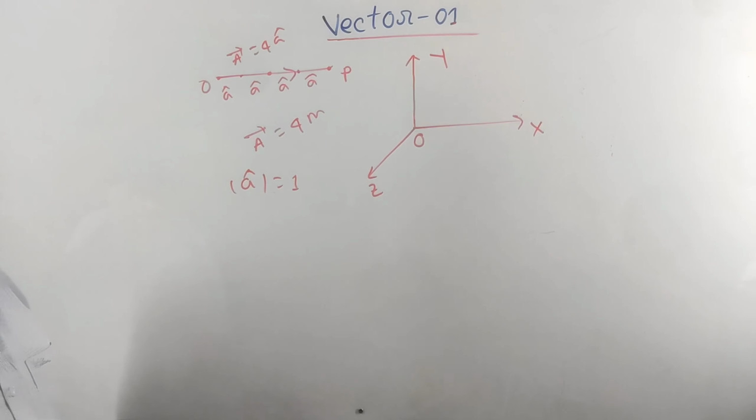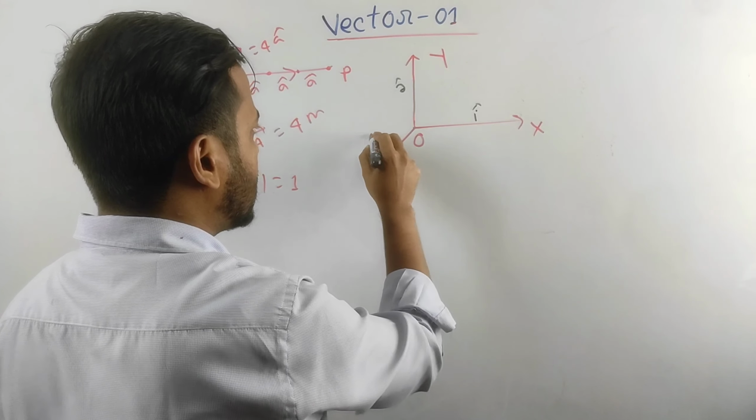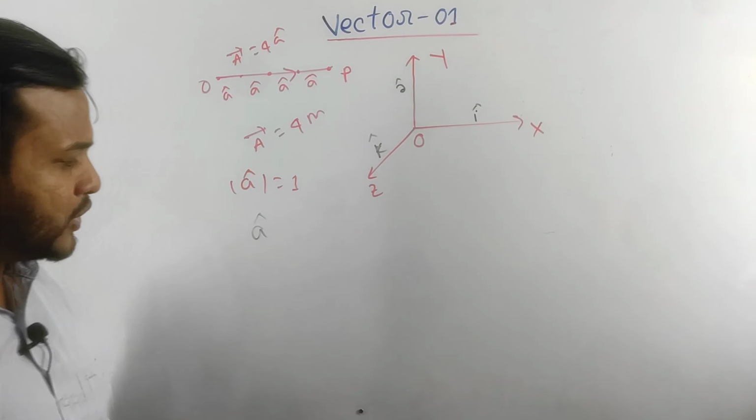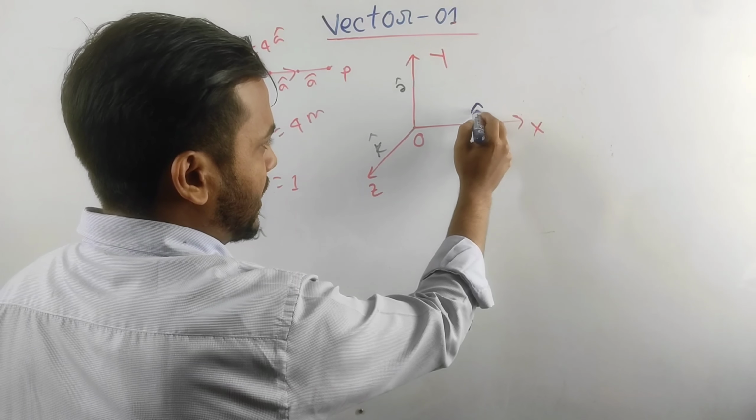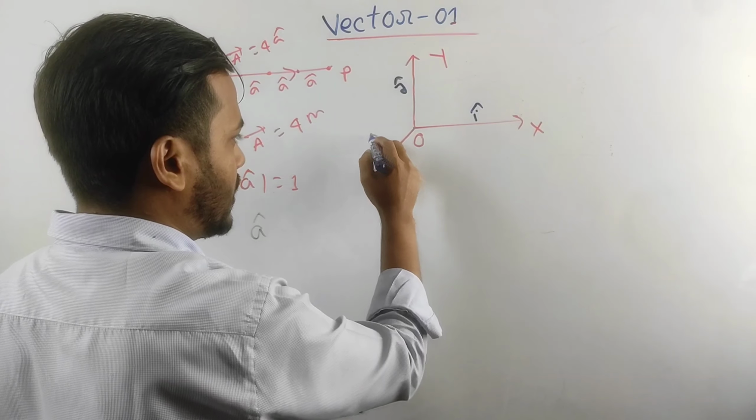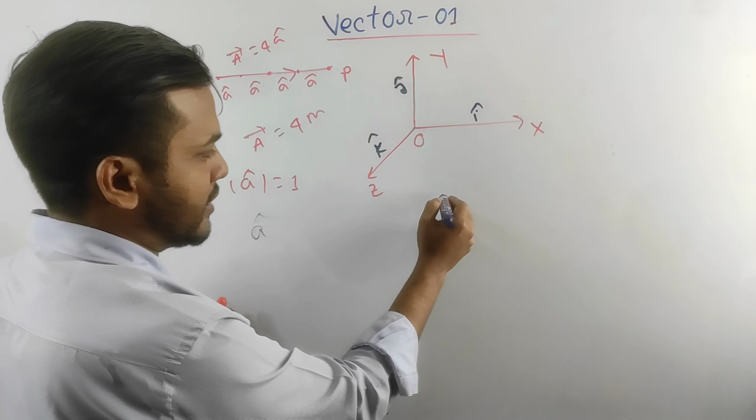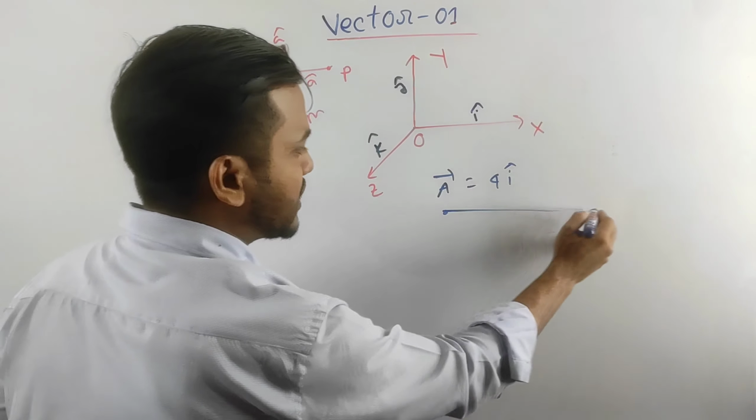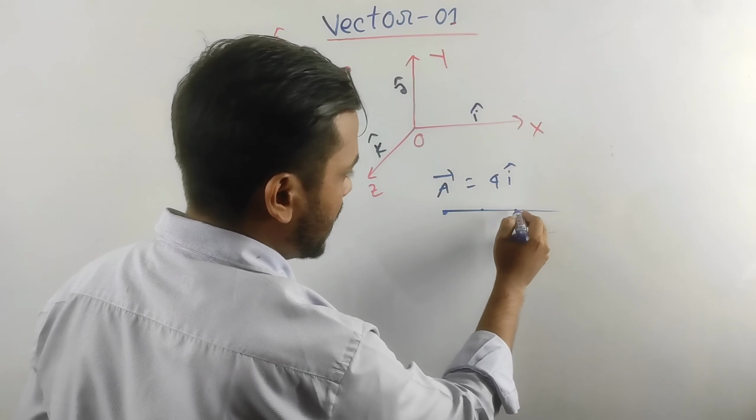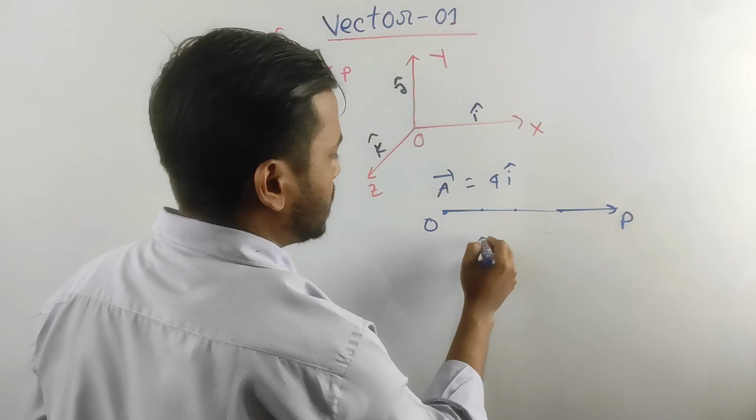But I will suggest a different scenario now. Here we have i cap, j cap, and k cap. Although you know a cap is a unit vector, here i cap, j cap, and k cap are rectangular unit vectors. They are called rectangular unit vectors. Towards the x axis, if your displacement is 4 meter, then you should write 4 i cap. 4 i cap means your displacement is 4 meter but towards the x axis, so 1 2 3 4, your displacement is 4 meter from O to P.